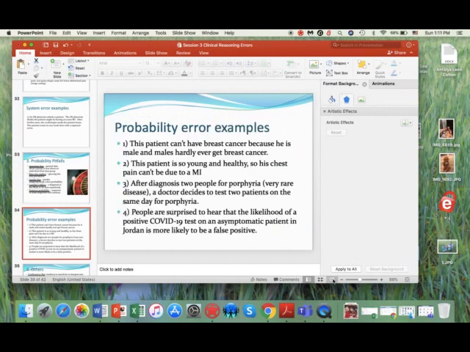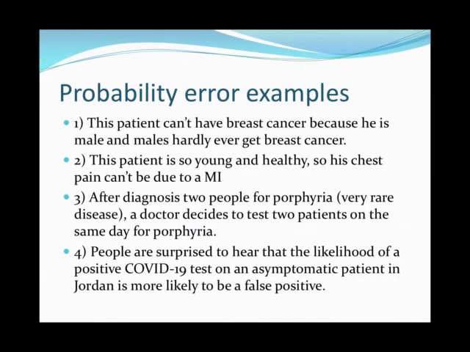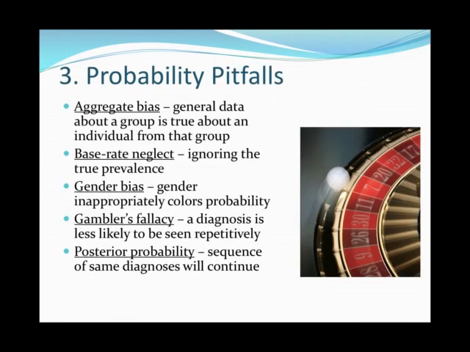Another one is this: after diagnosing two people with porphyria, which is a very rare disease, a doctor decides to test two more patients on the same day for porphyria. What do you think happened here? Sometimes it can be multiple ones on the same answer too. But in general, I'd say this one is posterior probability.